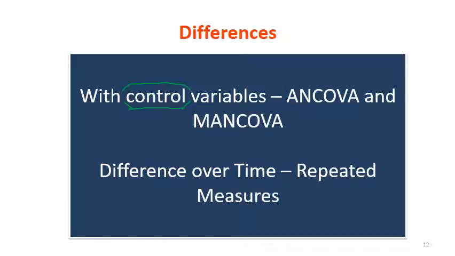All right. So if we're going to add in a control variable, then we would have to add in the covariate. If we're doing ANOVA, it would be called ANCOVA, and if we do a MANOVA, it would be called MANCOVA.